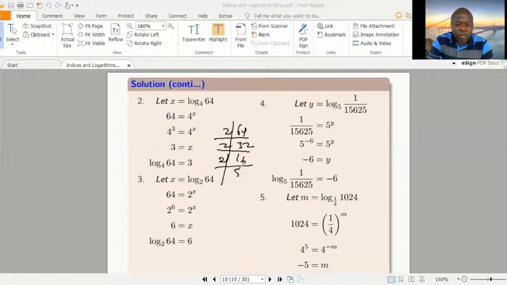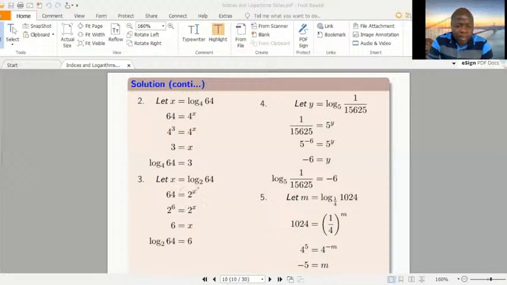2 into 16, 8 times. 2 into 8, 4 times. 2 into 4, 2 times. And then finally 2 into 2, 1. So 64 is the same as 2 raised to 1, 2, 3, 4, 5, 6. Same as 2 raised to 6. So that's why I've written 64 is the same as 2 raised to 6.